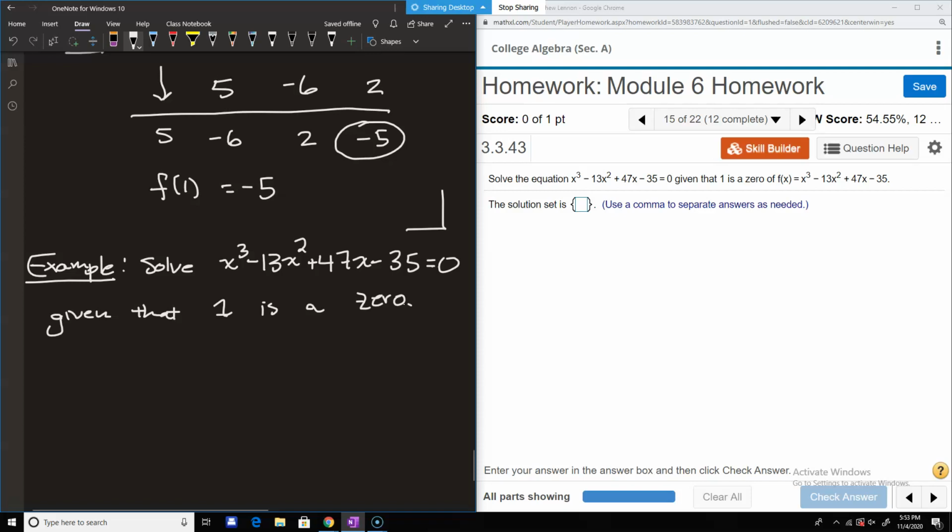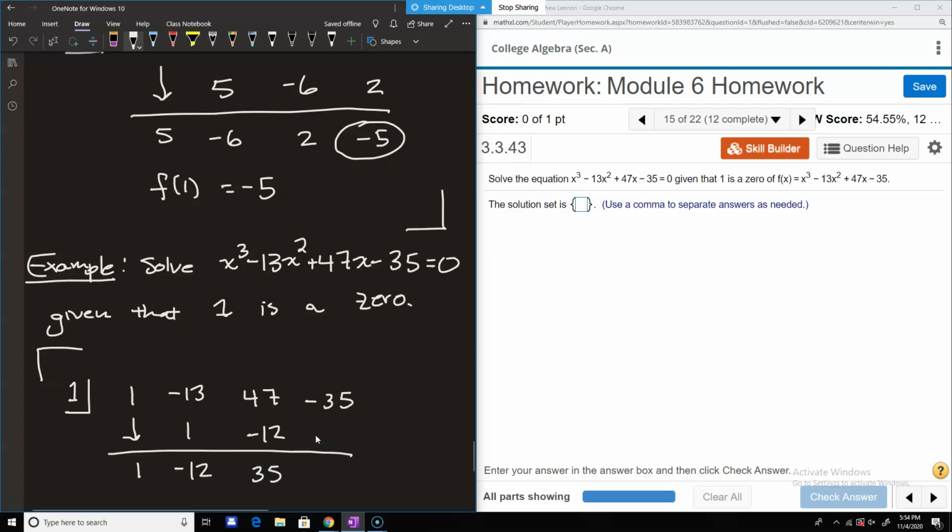So we know that 1 is one of the zeros. So we can divide using synthetic division. That means x minus 1 would evenly divide into this polynomial. So if I put a 1 here, and then I go, okay, 1, minus 13, 47, minus 35, then I do the synthetic division, bring this guy down, I get 1, 1 times 1, then I have negative 12, negative 12 times 1 is negative 12, then I get 35, 35 times 1 is 35, and then I get 0.